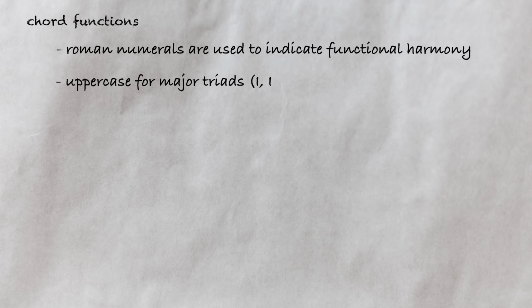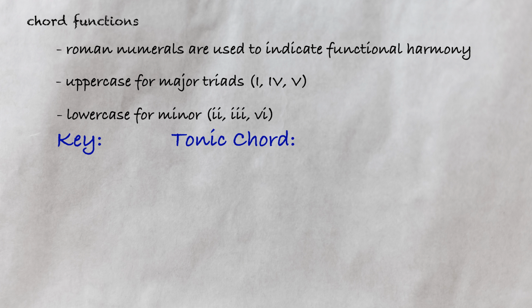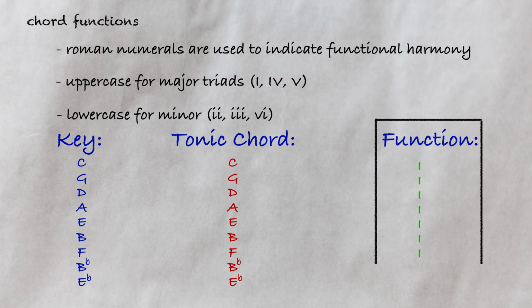Roman numerals indicate the function, and so in every key, the lead sheet chord would be different for the tonic, but the function is always 1 or tonic. We use a capitalized Roman numeral 1 for the tonic of a major key because it's a major triad.